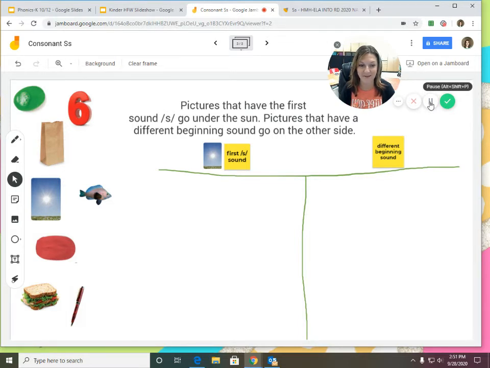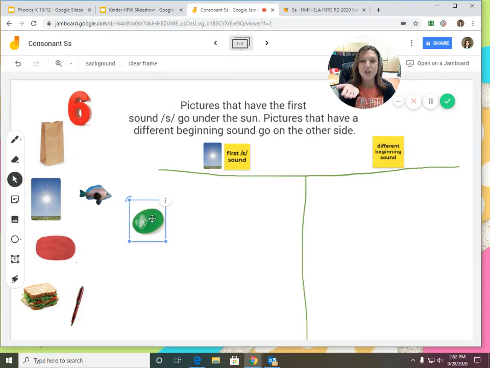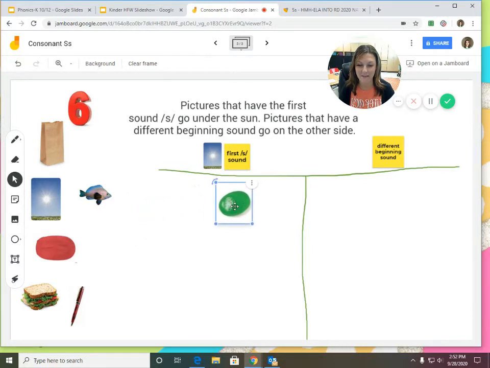All right, let's go. Let's look at this first picture right here. This is the word soap. I want you to say that with me. Ready? Soap. What do you hear at the beginning of soap? Can you say it out loud? Good. I hear S like sun. So I'm going to put soap under the sun because they have the same sound at the beginning. S. Good. All right, let's find another one.